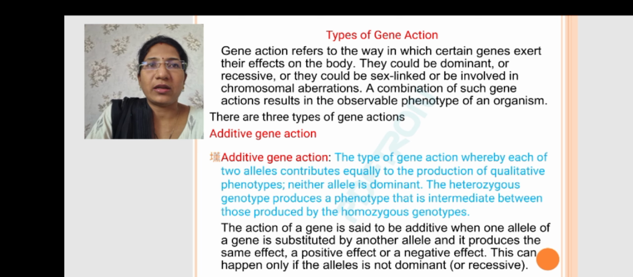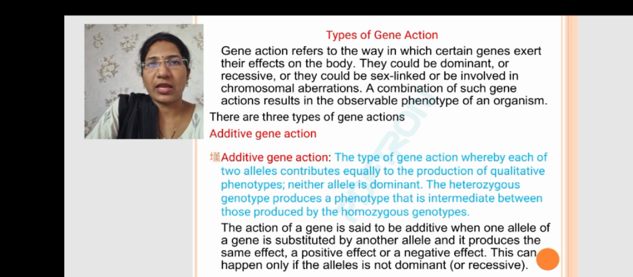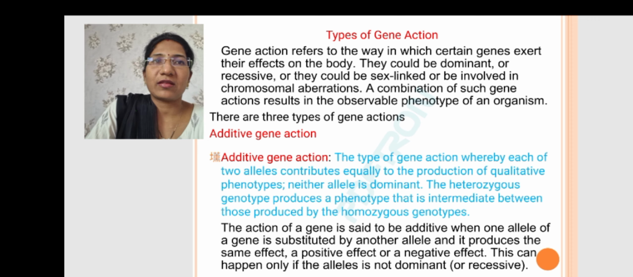Okay, another part, that means gene action and types of gene action. What is meant by gene action is always asked in your examination, but most of the students are confused by that terminology. So what is meant by gene action? Gene action means it is a way in which certain genes exert their effects on the body.